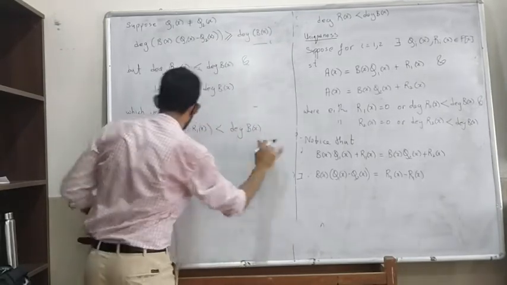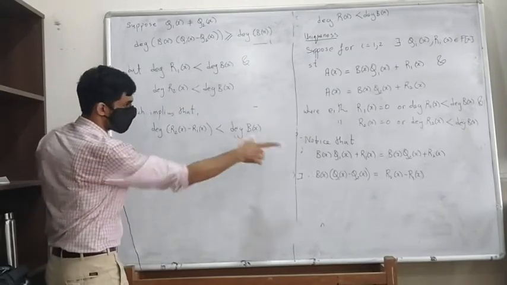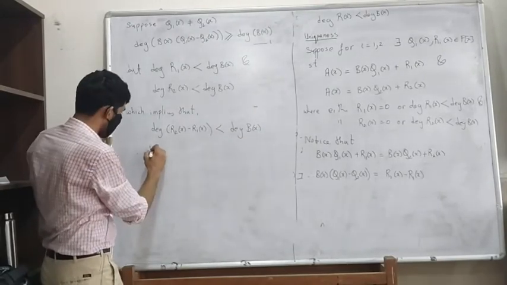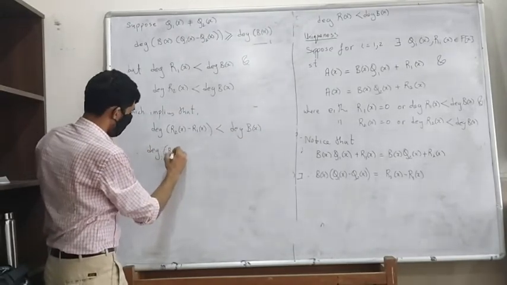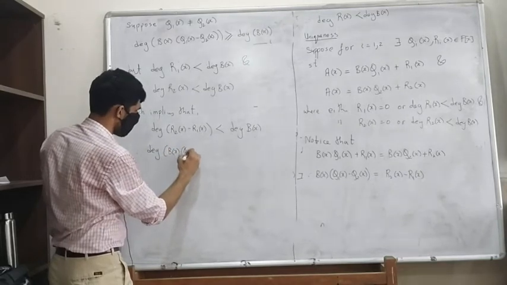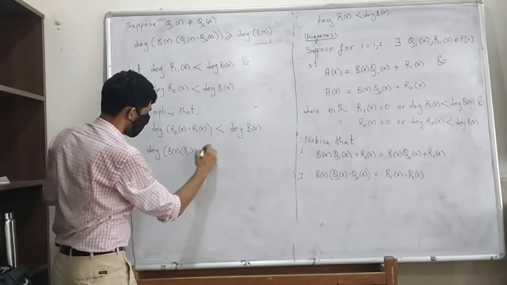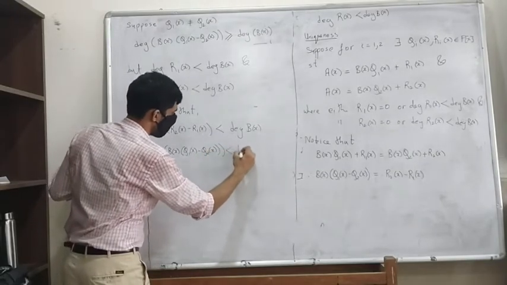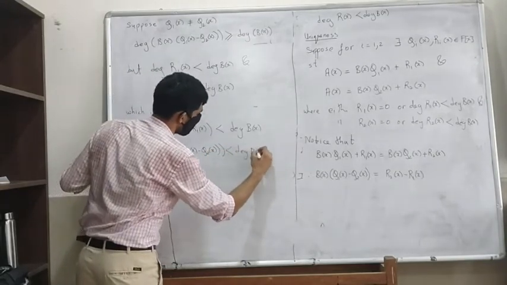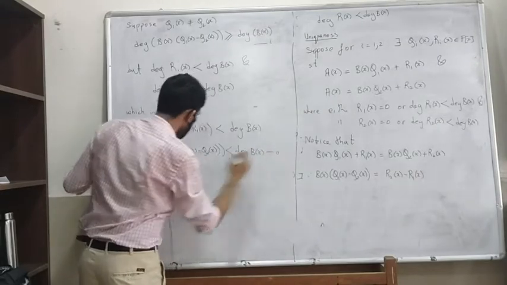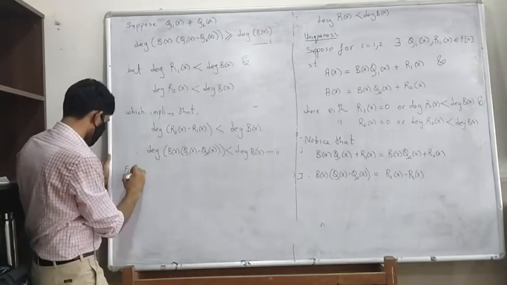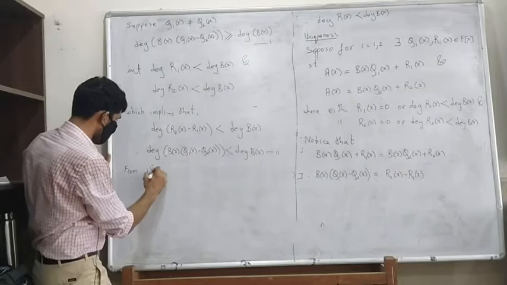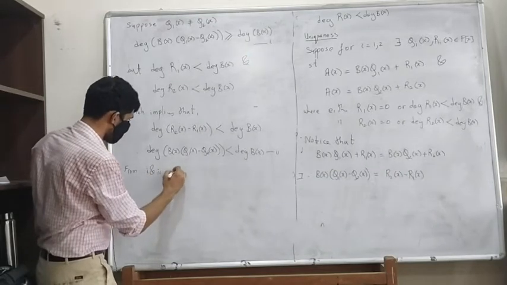If you want, since R2 minus R1 is this, we'll have the degree of B of x times Q1 of x minus Q2 of x is strictly less than the degree of B of x. So from 1 and 2, we have a contradiction.